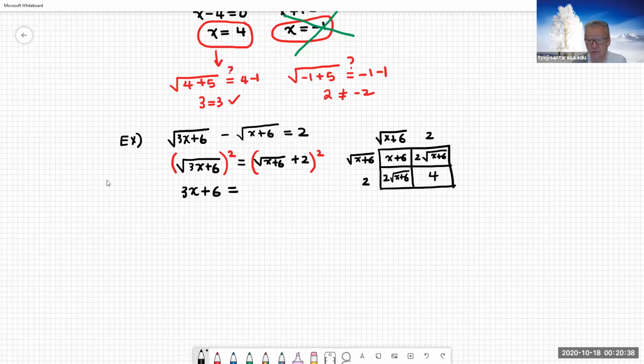All right, let's rewrite this. I have x plus 6 plus 2 square root of x plus 6 plus 2 square root of x plus 6 plus 4. I'm going to do some housekeeping here. So on the left-hand side, I still have a 3x plus 6. We can add 6 and 4 right here, right?